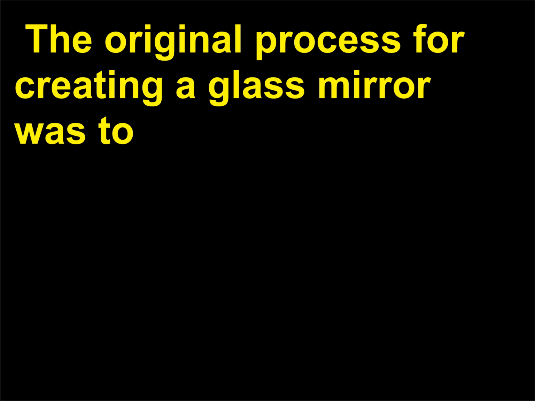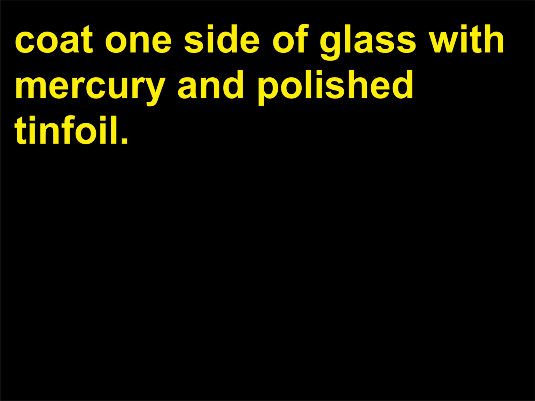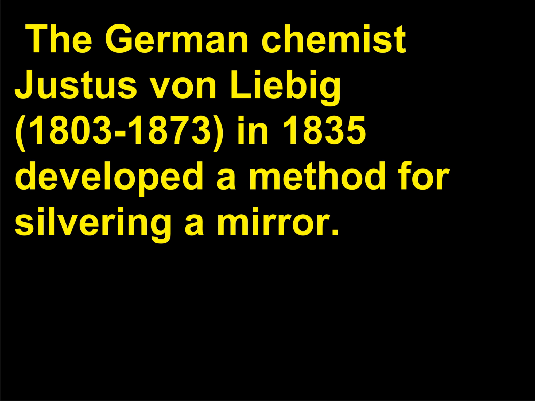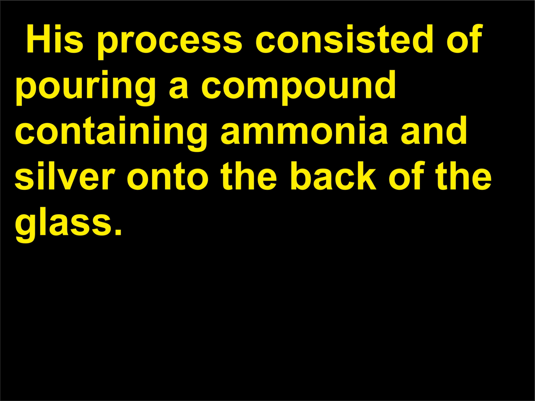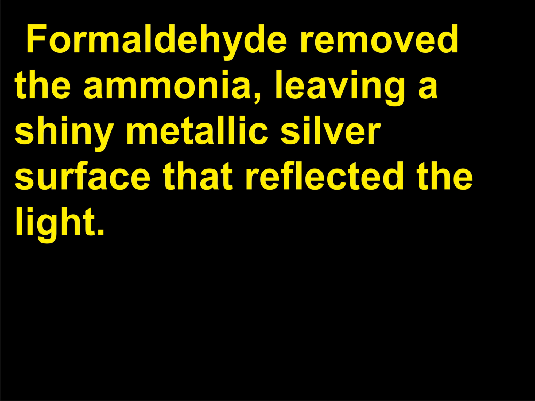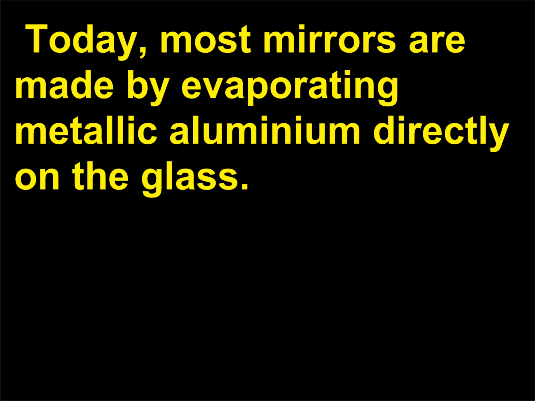The original process for creating a glass mirror was to coat one side of glass with mercury and polished tinfoil. The German chemist Justus von Liebig, 1803-1873, in 1835 developed a method for silvering a mirror. His process consisted of pouring a compound containing ammonia and silver onto the back of the glass. Formaldehyde removed the ammonia, leaving a shiny metallic silver surface that reflected the light. Today, most mirrors are made by evaporating metallic aluminium directly on the glass.